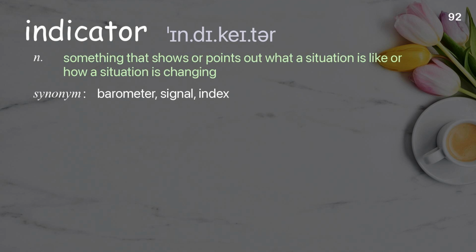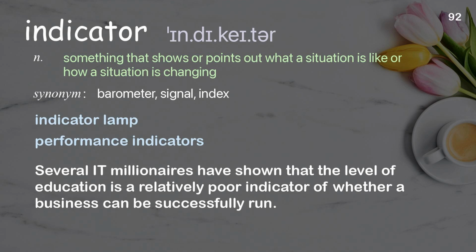Indicator. Something that shows or points out what a situation is like or how a situation is changing. Examples: indicator lamp. Performance indicators. Several IT millionaires have shown that the level of education is a relatively poor indicator of whether a business can be successfully run.